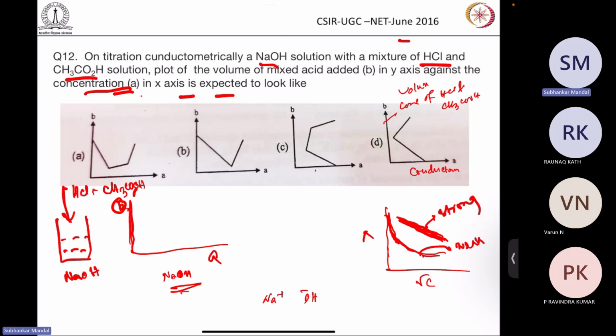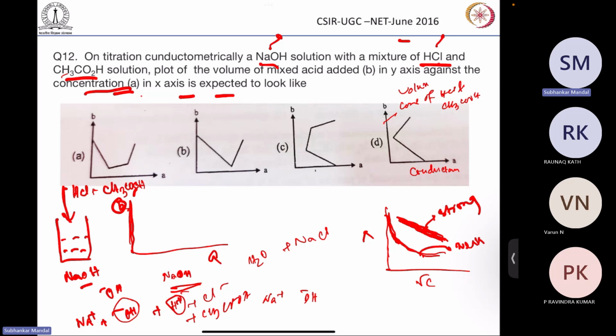In the question you can see we have a strong base and two acids. One is a strong acid, another one is a weak acid. So in the container there is NaOH, so you have OH-. If you add a mixture of HCl and acetic acid, what will happen? OH- and Na+ are there, and you are adding H+ and Cl- plus acetic acid. This H+ will react with OH- and form water plus NaCl.